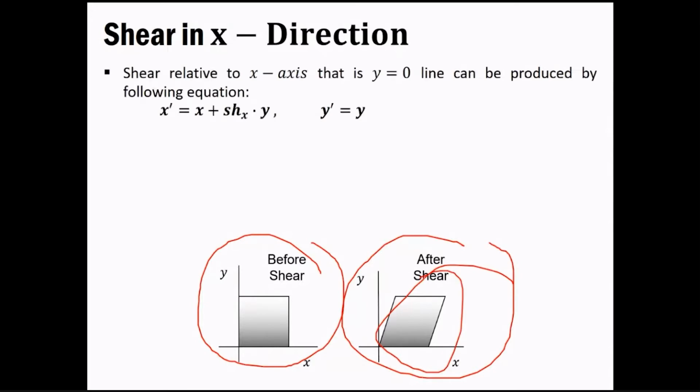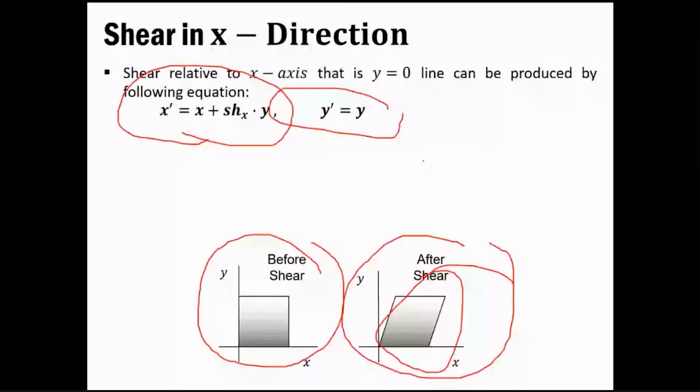So now shear relative to x-axis, that is the y equal to 0 line, can be produced by the following equation. Okay, so now we are doing this relative to the x-axis and keeping y equal to 0. Okay, so now how you can do it is x' = x + shx * y. So basically what you are doing is giving some positive value and multiplying that with y so that you can get something out of it.